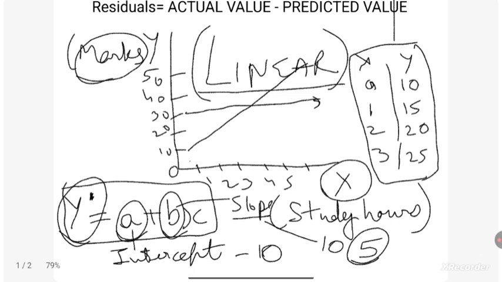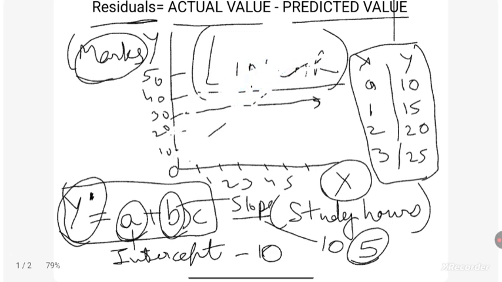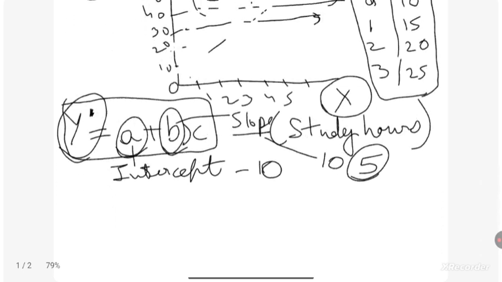Let me explain to you what is a residual. Then you will come to know how we use this equation. Now you see, residual is equal to actual value minus predicted value calculated from the given sample, right? So let us check how it's done. I'll take you a little further.